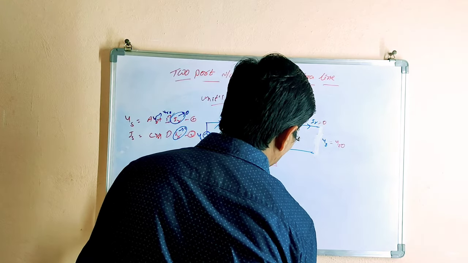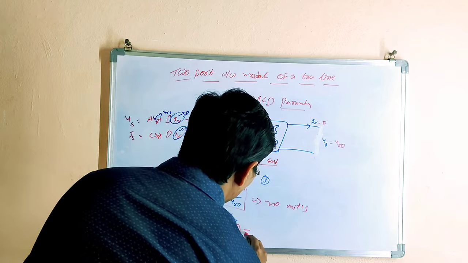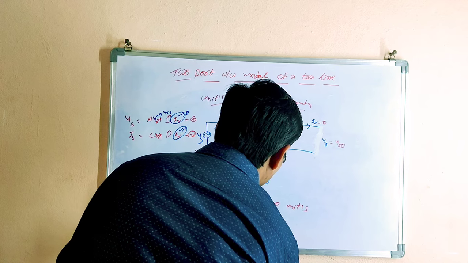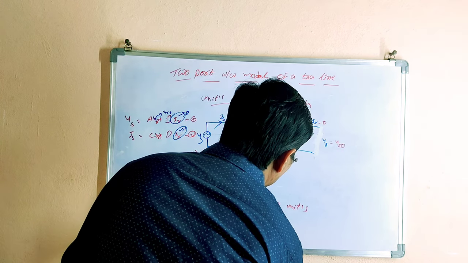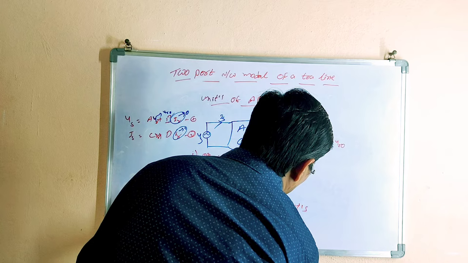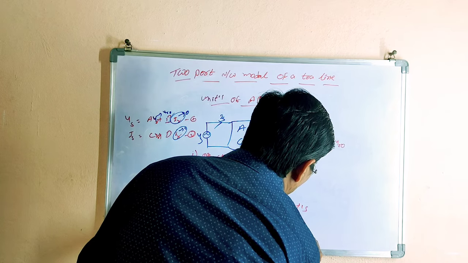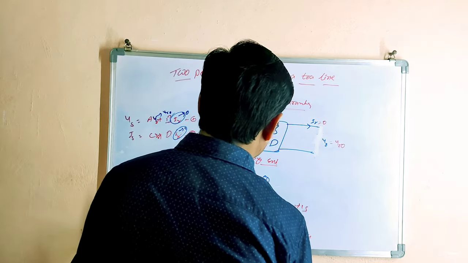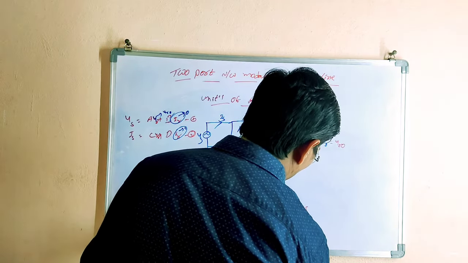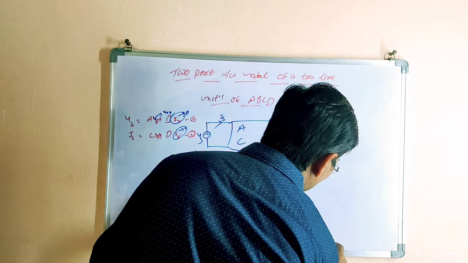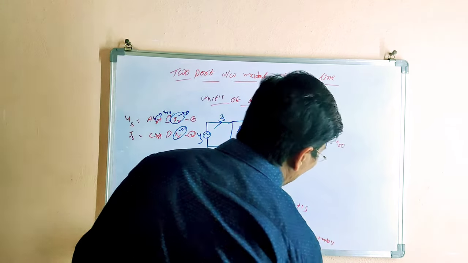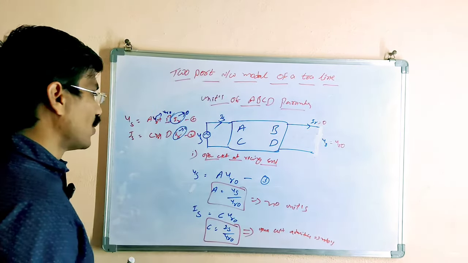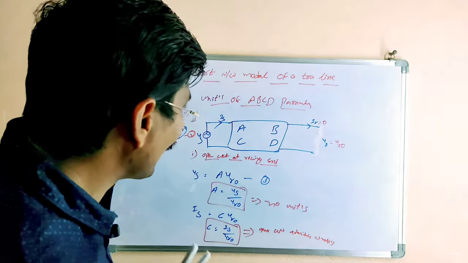A has no units. Here C is the open circuit admittance, and its units are mhos.